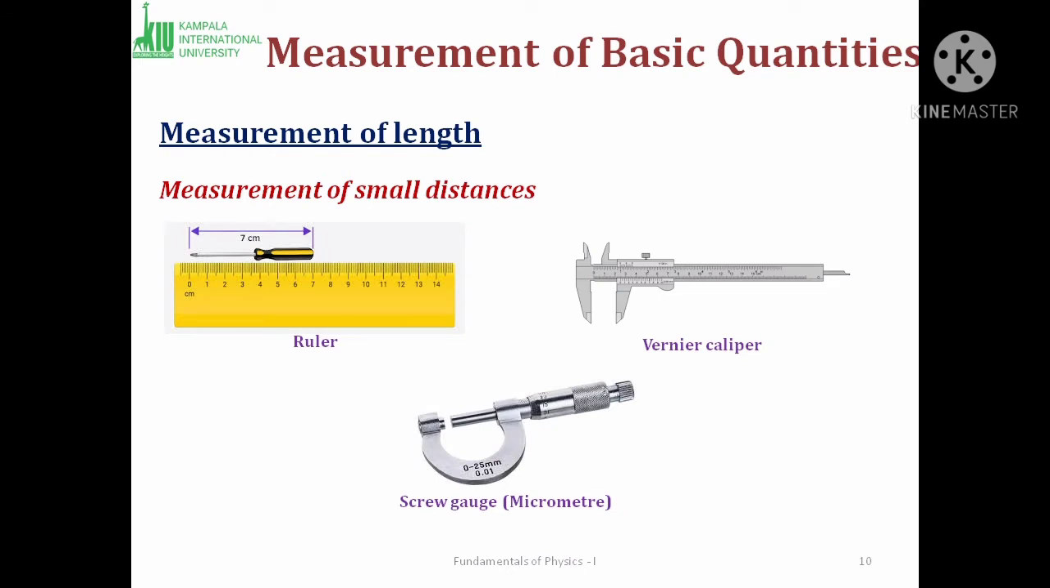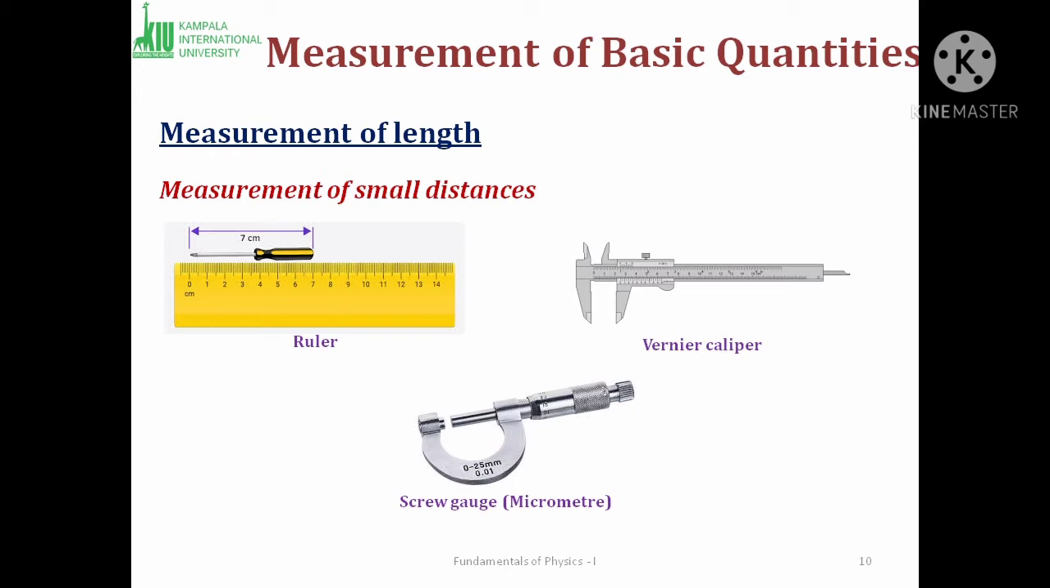First one is ruler. Second one is vernier caliper. Ruler is used to measure the length. Length means it's the distance between any 2 points, right? This ruler is used to measure the distance. And vernier caliper is used to measure the linear distance, that is the diameter of the ball, inner diameter or outer diameter, etc. And screw gauge is used to measure the small linear distance, like the thickness of the wire, etc.